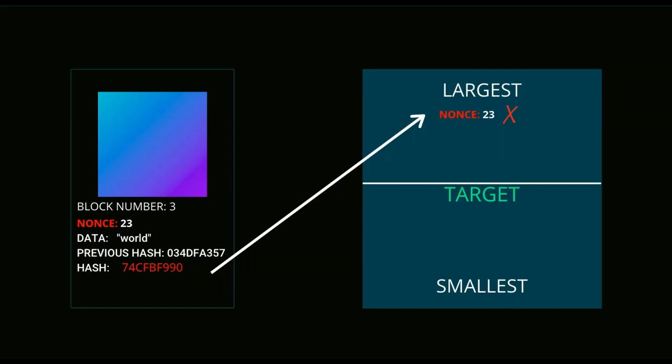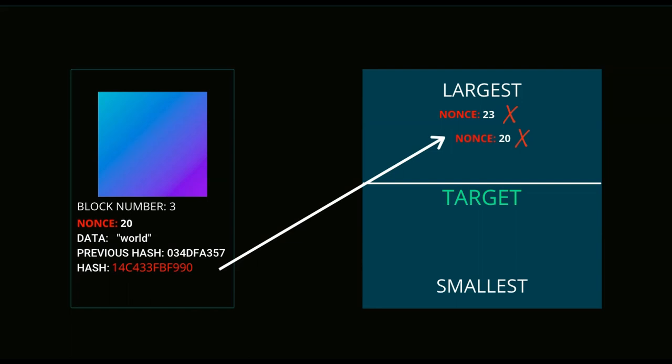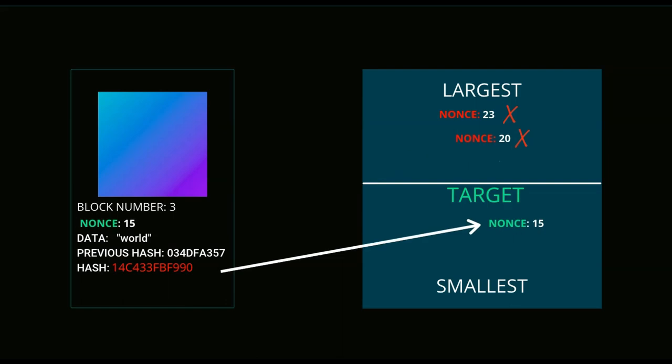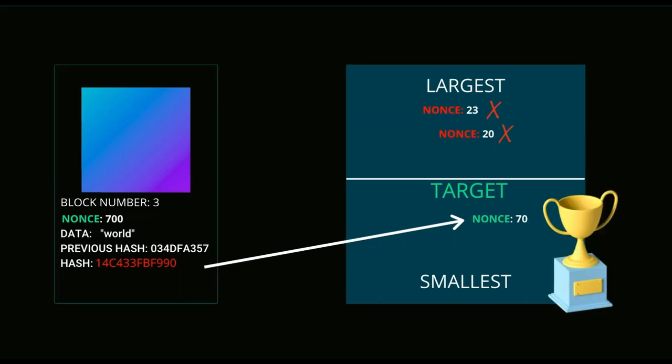But as you can see, the hash is too large and doesn't come under the target. So the miner was not successful. Now the miner will try again and change the nonce to 20. But again, the hash is too large and it doesn't come under the target. Then the miner tries 15. And this comes under the target. So the miner was successful and they get to add their block to the blockchain and get their hefty reward.